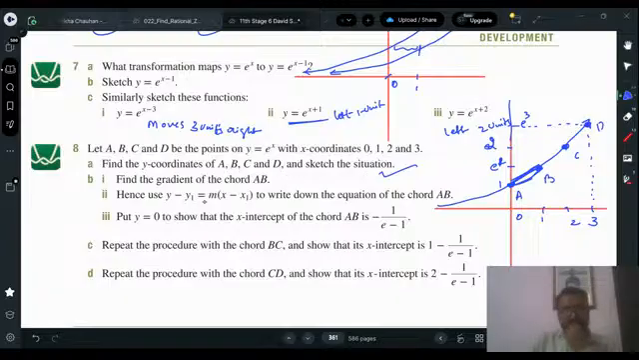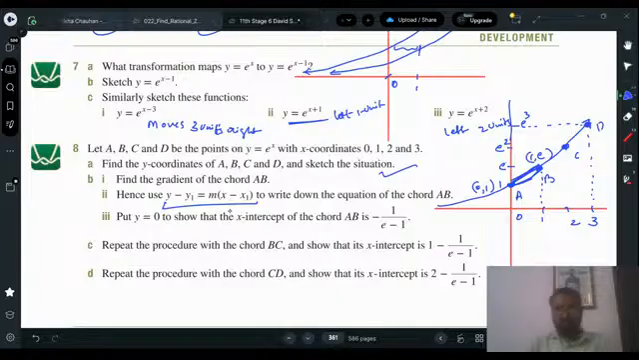Hence, use y minus y1 equals m times x minus x1 to write the equation of the chord. So this is 1 comma e. So what is this point A? What is the point A? 0, 1, right? Thank you. e power 0 is 1, so 0 comma 1. So you have to get this equation.